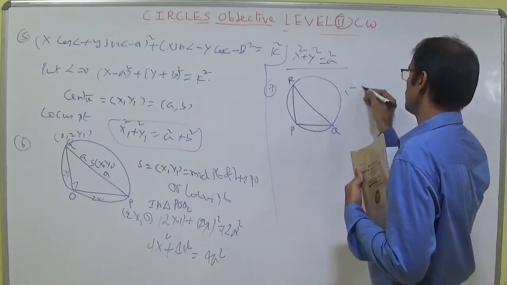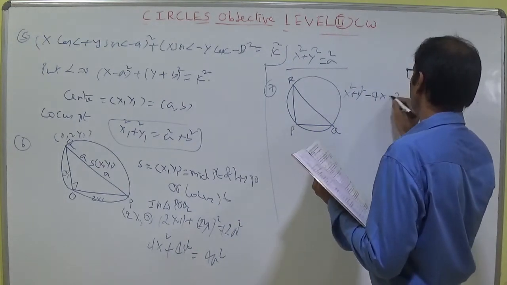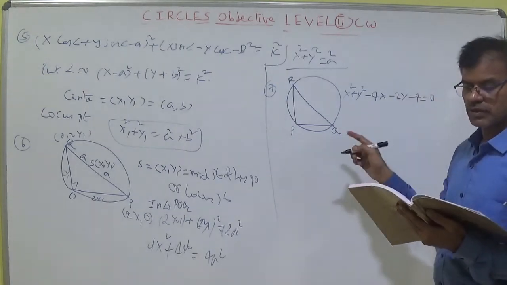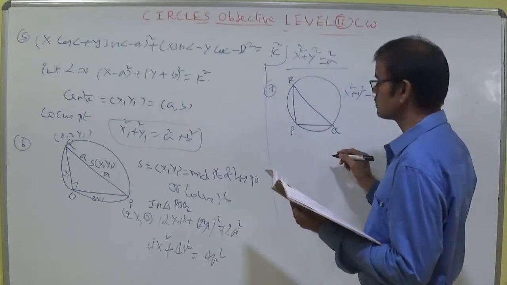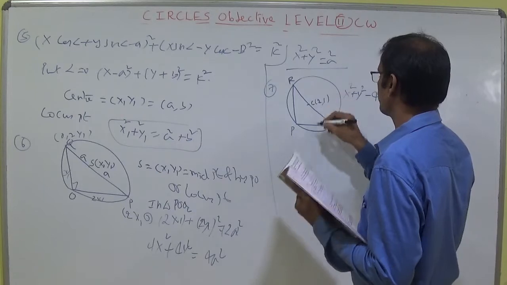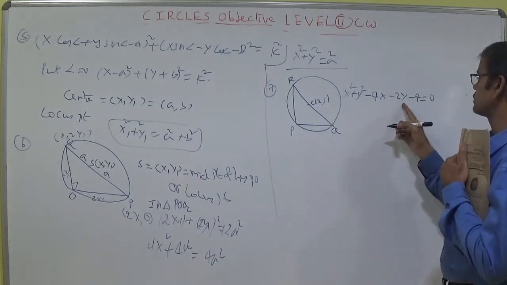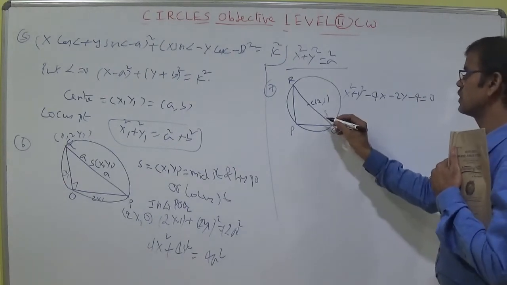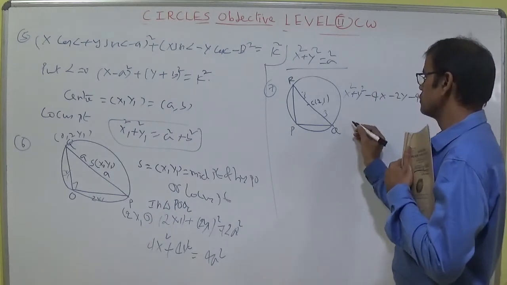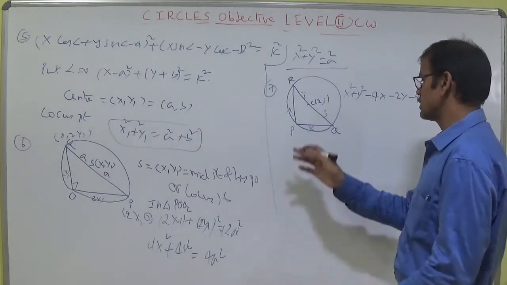This circle is given as x^2 + y^2 - 4x - 2y - 4 = 0. Center is (2, 1). What is radius? Radius is equal to the square root of 4 + 1 + 4, it is 3. So put here 3, this is 3 and this is 3. So diameter becomes 6.